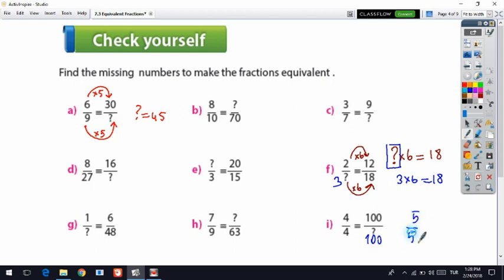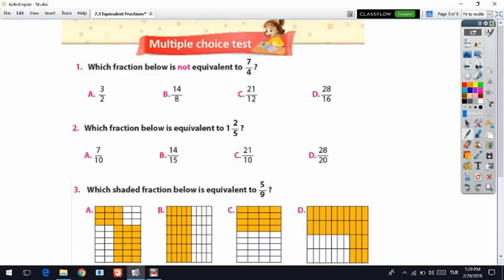For example, 5 over 5 is equal to 2 over question mark. So what number could the question mark be? If they are the same, the question mark could be the same. They are equal to each other.